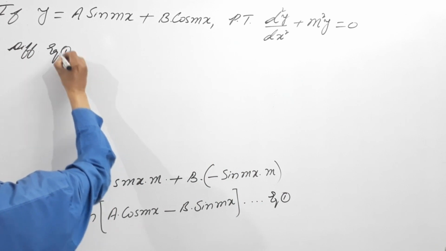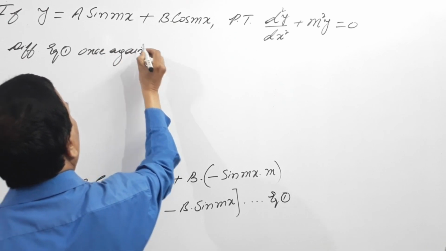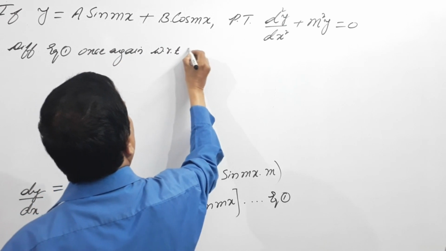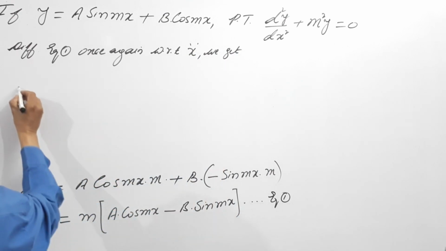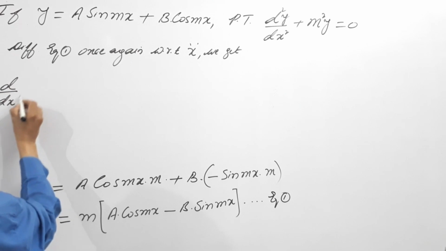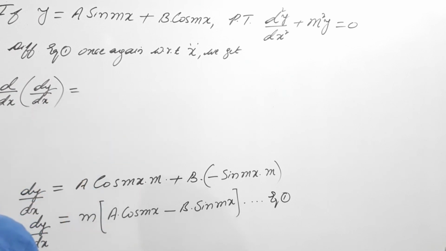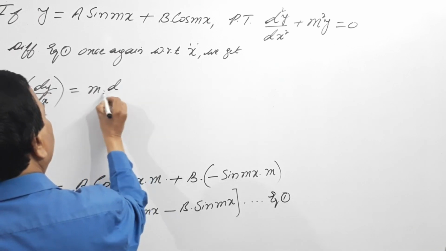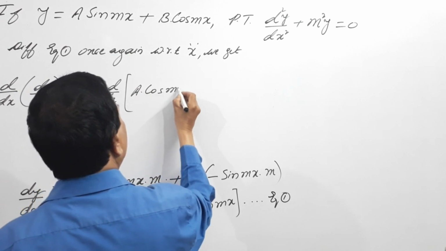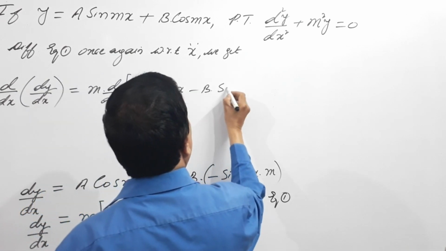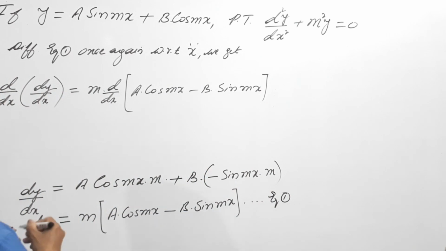Differentiating equation 1 once again with respect to x, we get d by dx of dy by dx equals m into d by dx of a cos mx minus b sin mx. I wrote this.